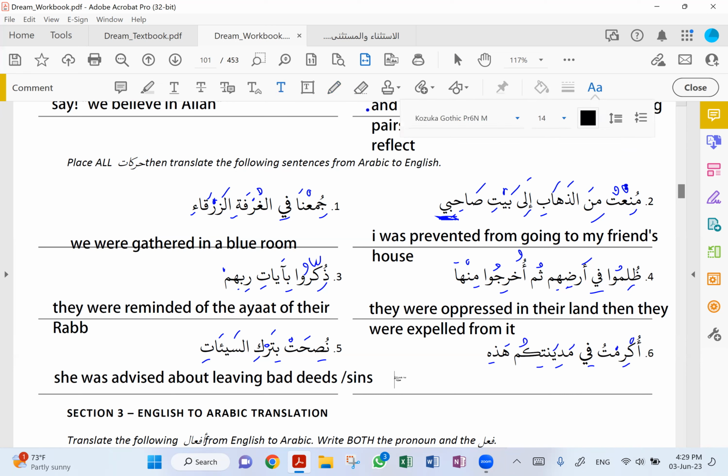Which would mean I was honored in this city of yours. So remember هذه came at the end because مدينتكم is a مضاف مضاف إليه. So when you're pointing to an إضافة, the هذه comes at the end. We did this already. Okay, so I think we can end there.